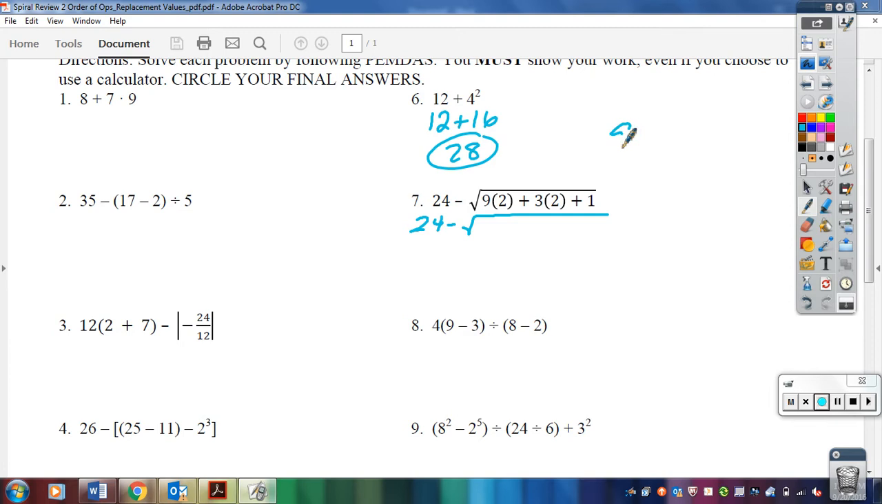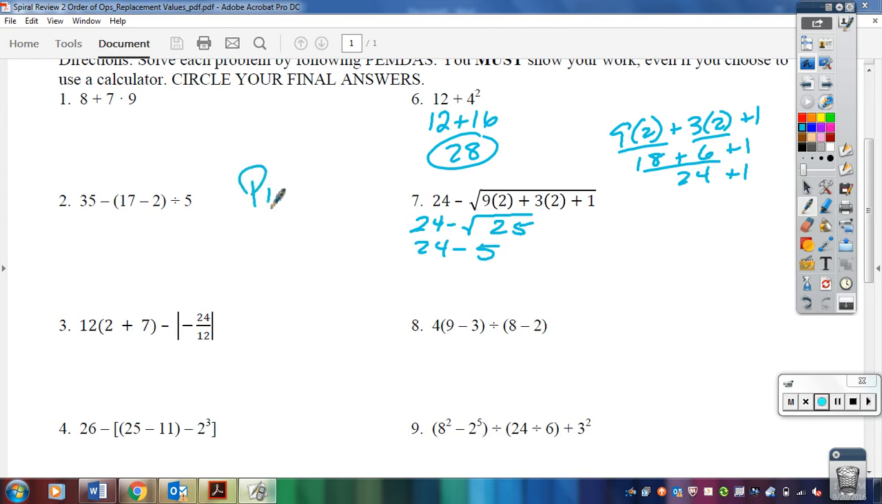This whole thing, I'll actually do this on the side. 9 times 2 plus 3 times 2 plus 1, which is 18 plus 6 plus 1, 24 plus 1, which is 25, which is a good thing because I need this to be a perfect square so I can take the square root of it. 24 minus 1 is the square root of 25. 5. Now I'm done with that.